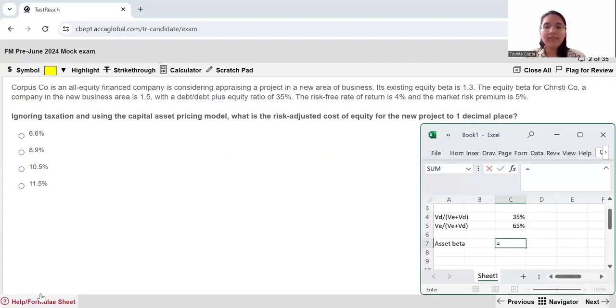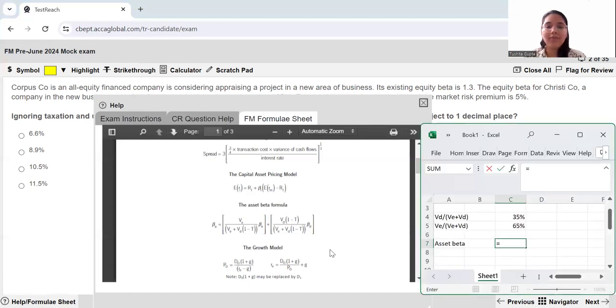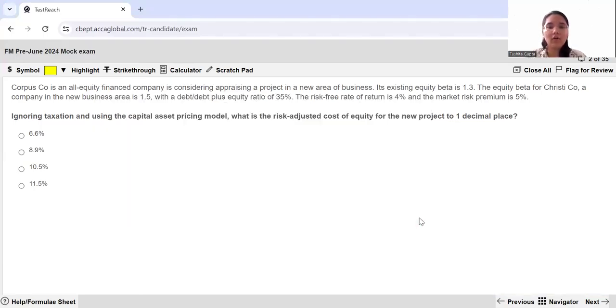So again, let's open the formula sheet as well. So 1.5 needs to be multiplied with value of equity. First, I'm taking the value of equity. Value of equity is 65%. So 65% divided by value of equity, multiplied by the beta equity, which is given as 1.5. So with this, you arrive at your asset beta, which is 0.975.